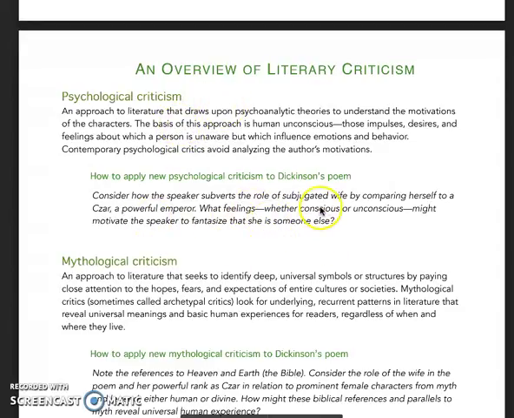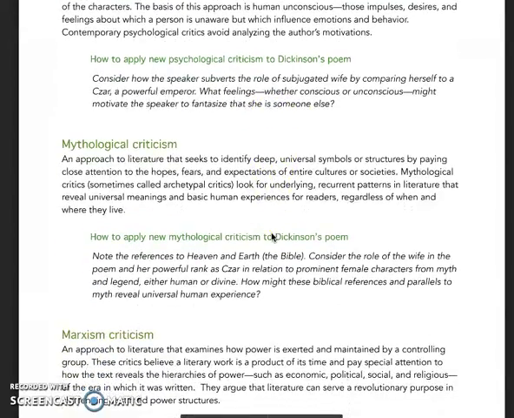So if we're looking at the Dickinson poem, we might say, okay, how does the speaker subvert the role of the subjugated wife? And how does she try to elevate herself to the powerful emperor? What feelings, either conscious or unconscious, might motivate the speaker to fantasize that she's somebody else? So we're psychoanalyzing the characters, or in this case, the speaker in a poem.